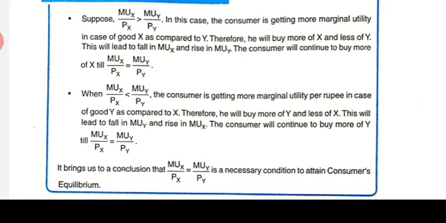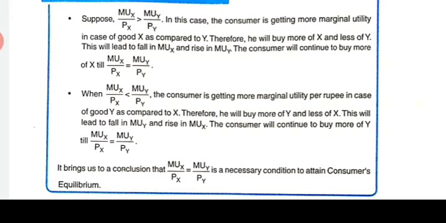The consumer is also not in equilibrium in this case. In this case, the consumer is getting more utility from good Y compared to good X. Therefore, he will buy more of Y and less of X. As the consumer starts to consume more of Y, the MUY, the marginal utility of Y, will fall and there will be a rise in MUX.